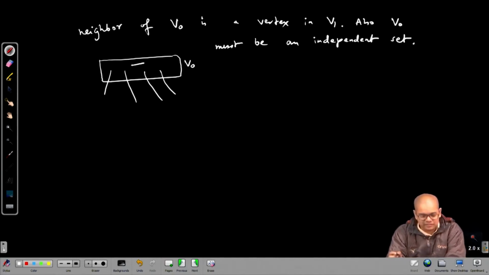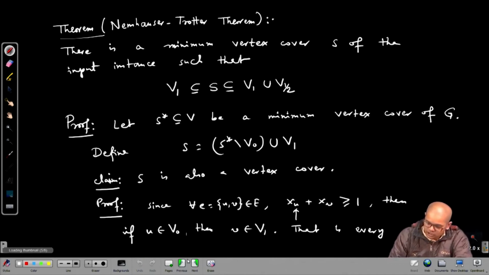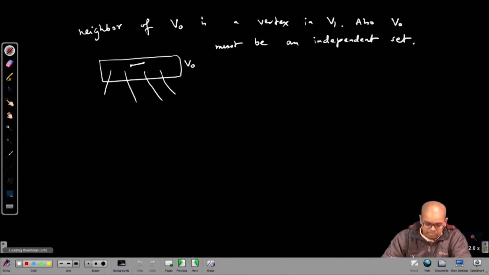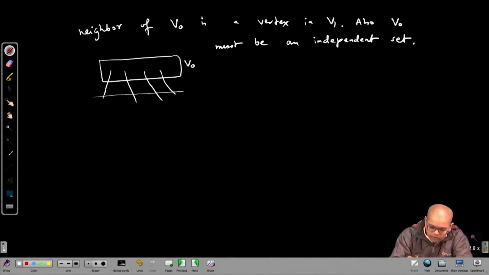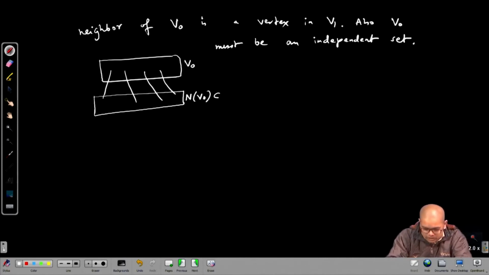There cannot be an edge like this, because then both of its endpoints have value 0, and for that edge the constraint is not satisfied. So there cannot be an edge like this within V0. V0 must be an independent set. Moreover, all the neighbors of V0 must be in V1. If this is a neighbor of V0, it must be contained in V1. It cannot even be in V half, because if it is in V half, then also the constraints for these edges are not satisfied.